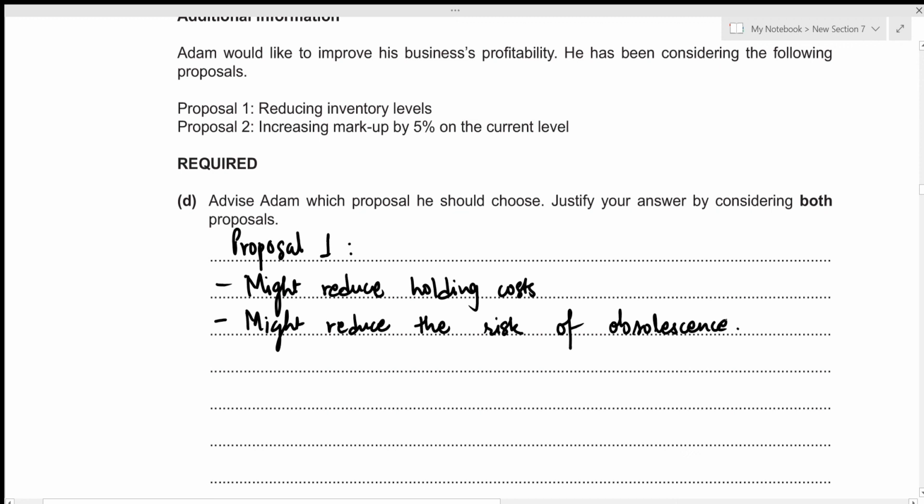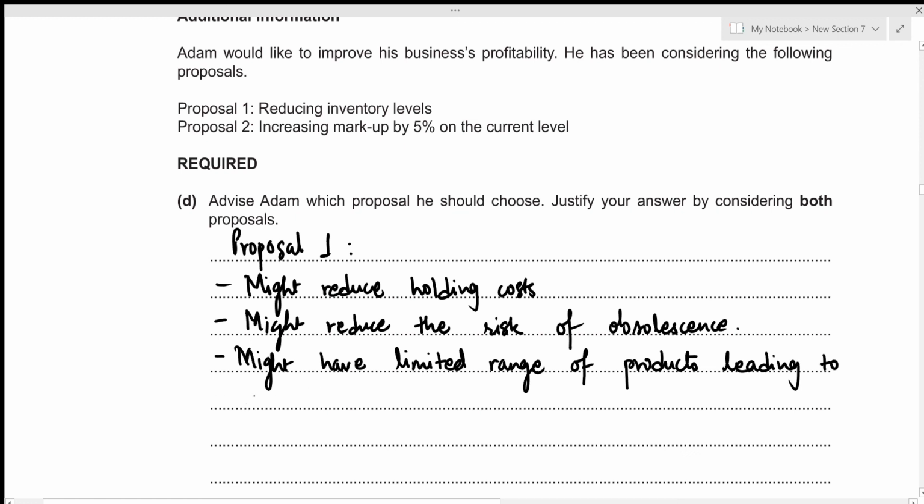Thirdly, due to minimal inventory level, there might have been a limited range of products because we cannot hold a bunch of products, which might limit us to a certain range of products only, which might lead to possible loss of customers because maybe the customers want a variety of products. That might be the third point. Let's write that down. Might have limited range of products leading to possible loss of customers.